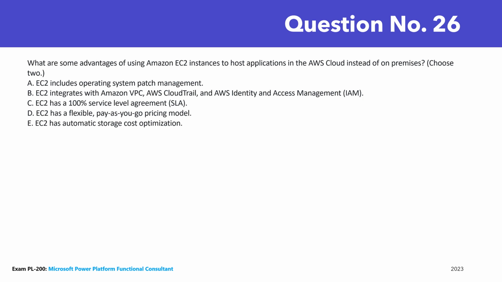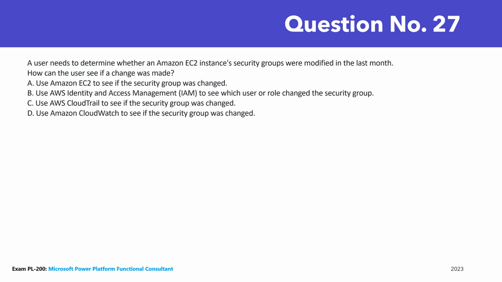What are some advantages of using Amazon EC2 instances to host applications in the AWS Cloud instead of on-premises? Choose 2. A. EC2 includes operating system patch management. B. EC2 integrates with Amazon VPC, AWS CloudTrail, and AWS Identity and Access Management, IAM. C. EC2 has a 100% service level agreement, SLA. D. EC2 has a flexible, pay-as-you-go pricing model. E. EC2 has automatic storage cost optimization. Correct answer, D, E.